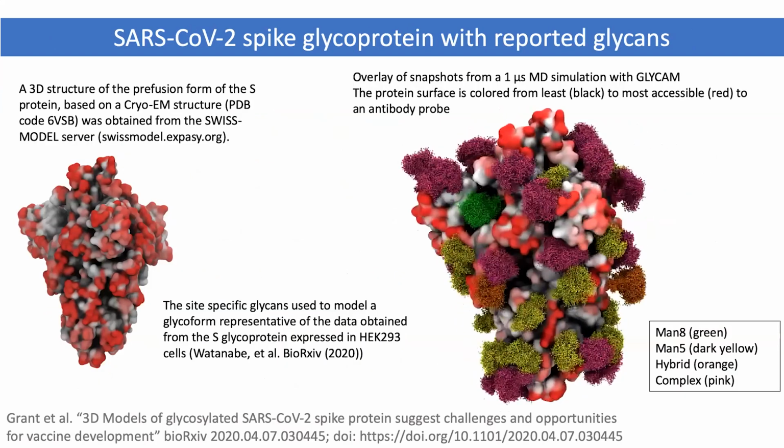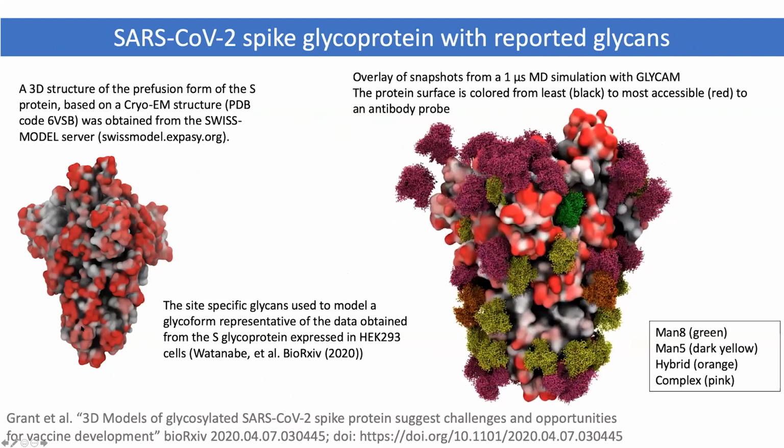Now switching fully on to COVID, here's the structure of the non-glycosylated spike protein, and here's an overlay of structures that we generated using MD simulations. The different types of glycans we chose came from Max Crispin's group, and it's glycans that were observed in HEK 293 cells. These are human embryonic kidney cells.